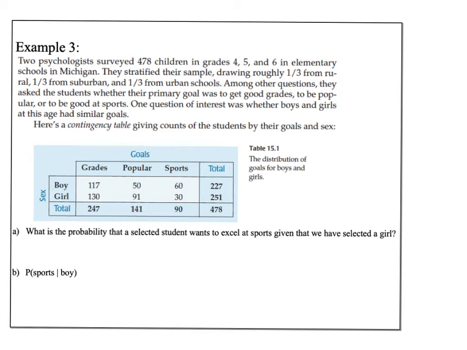So notice it's called a contingency table. Why contingency table, not two-way? Well, I've got more than two variables here, okay? So it's generally just called a contingency table.